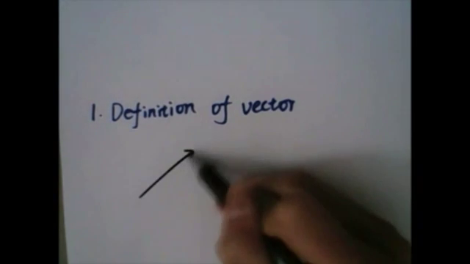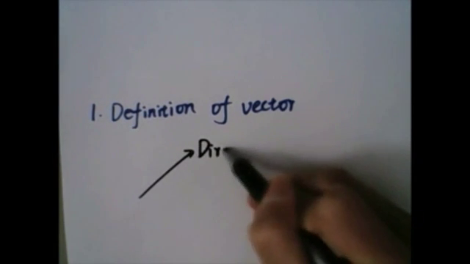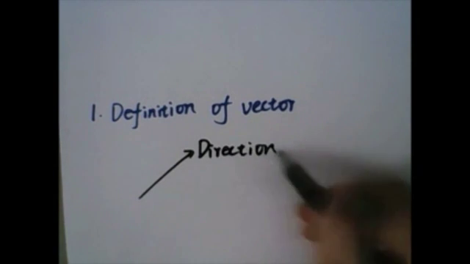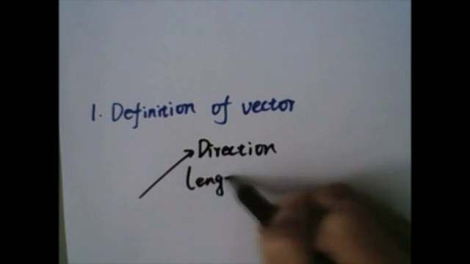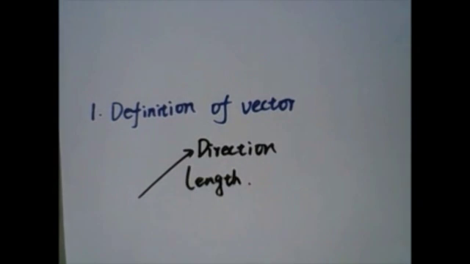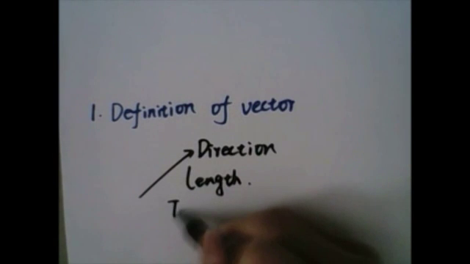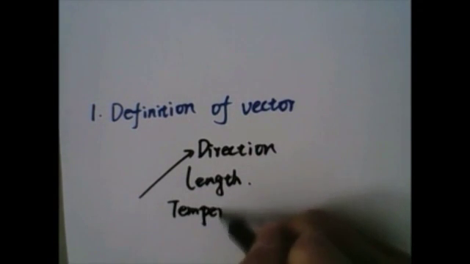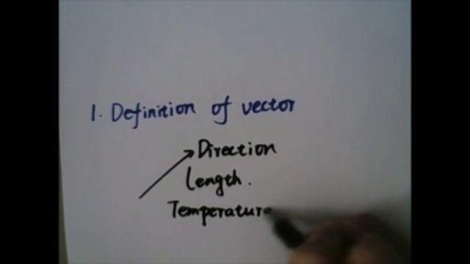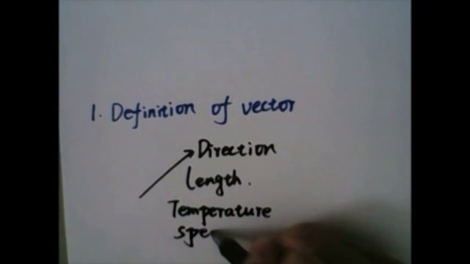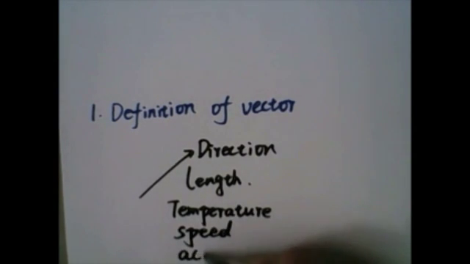So the first topic is the definition of vectors. A vector is defined to be a quantity that has both direction and length. Here are some examples of vectors, like temperature, speed of a car, or acceleration.